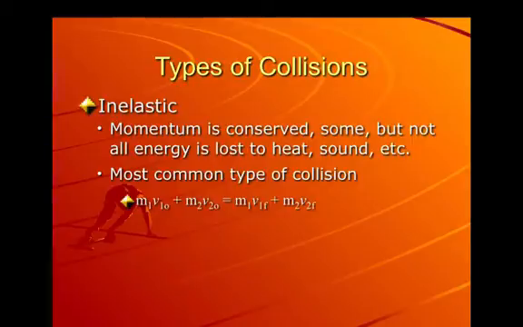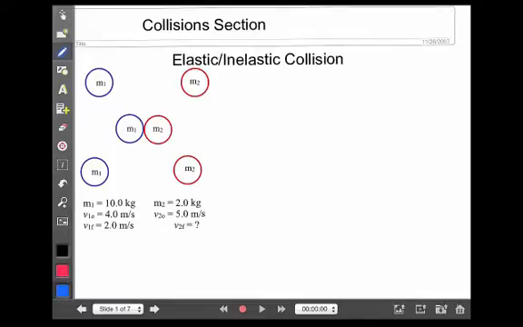Let's look at an example. Okay, so again, I'm going to have two objects that are going to head for each other and hit. The first one is traveling along at 4 meters per second. The second one is going to be coming head-on against it at 5 meters per second. Now we have to be careful because it's going the other way, so technically that's negative 5 meters per second. They're going to hit, and let's say that the first one continues to move forward at 2 meters per second. And the question is, what is the final velocity of this second one?